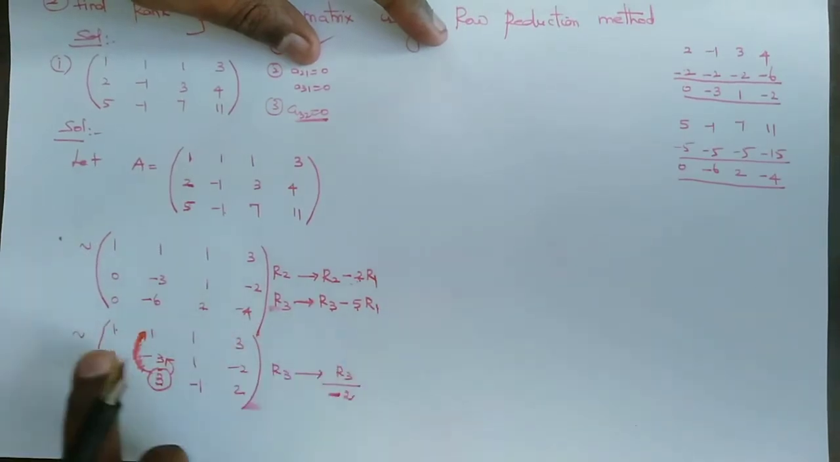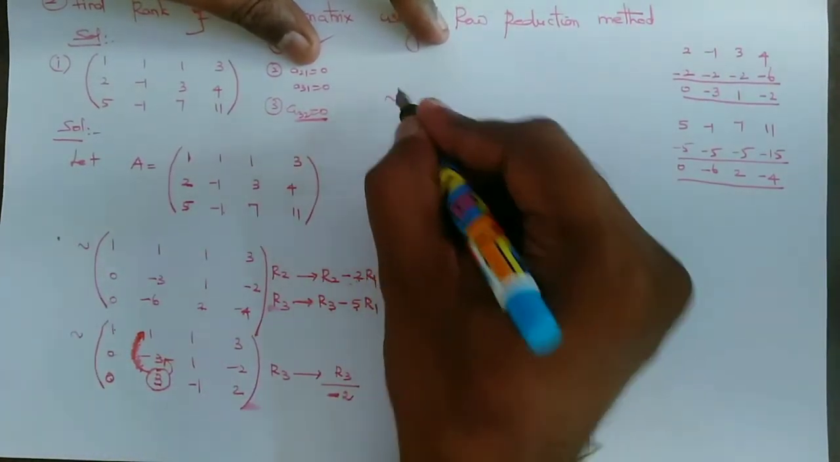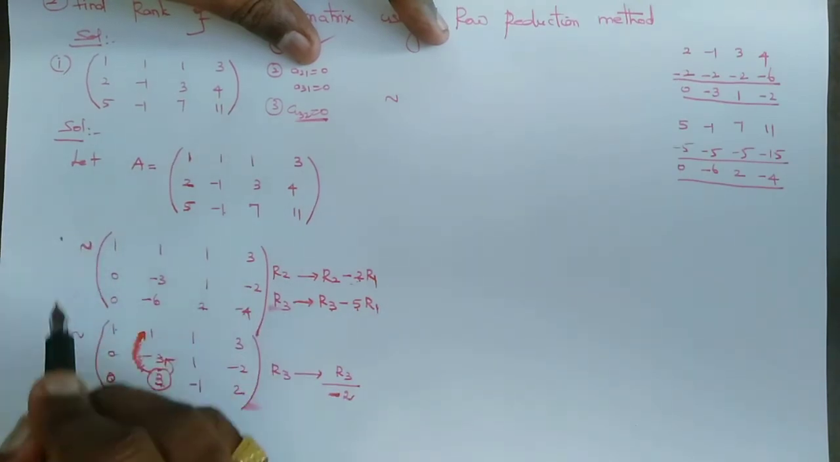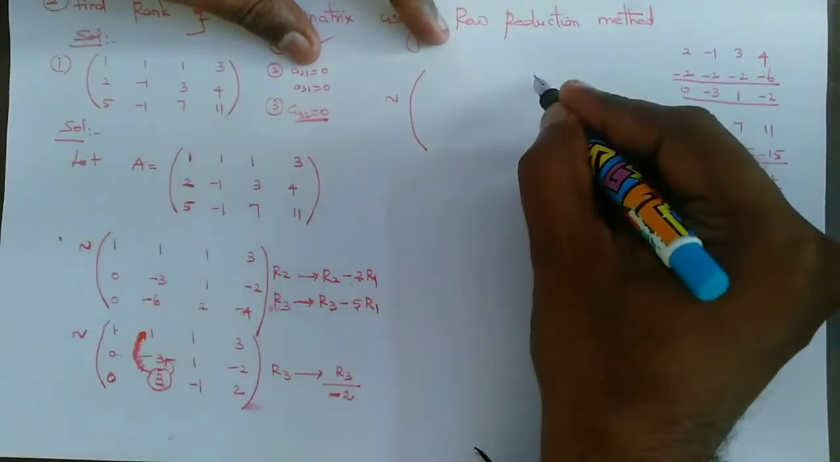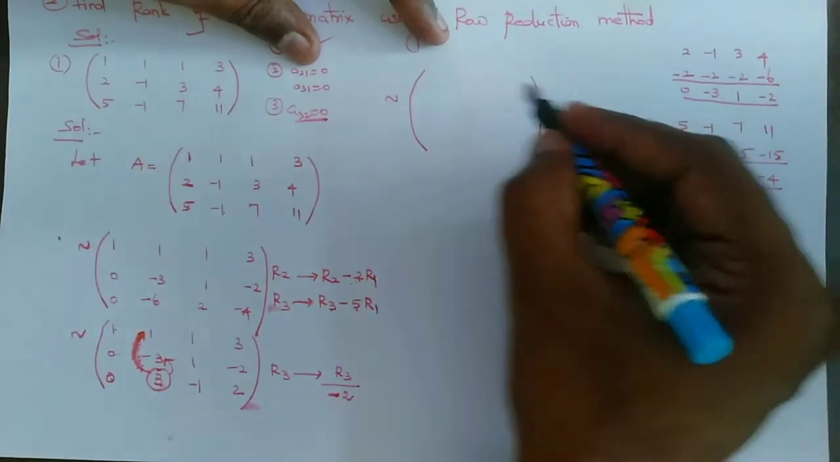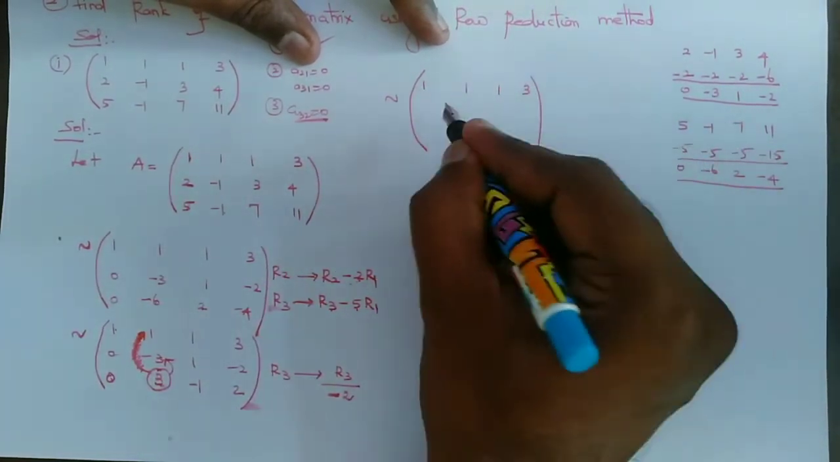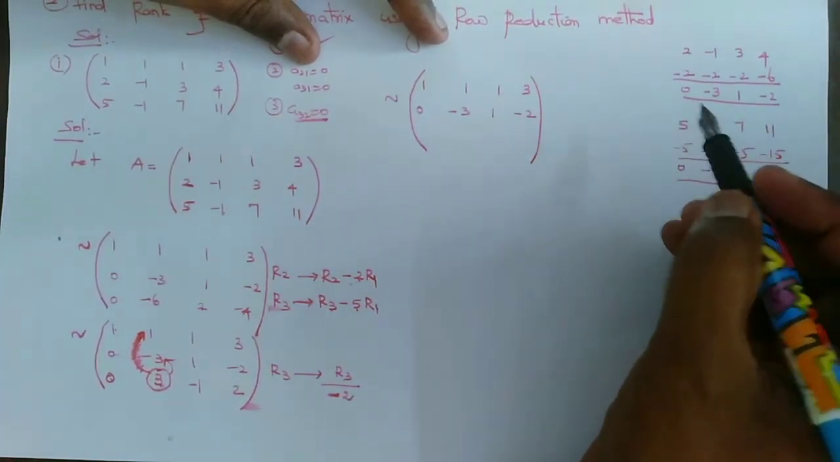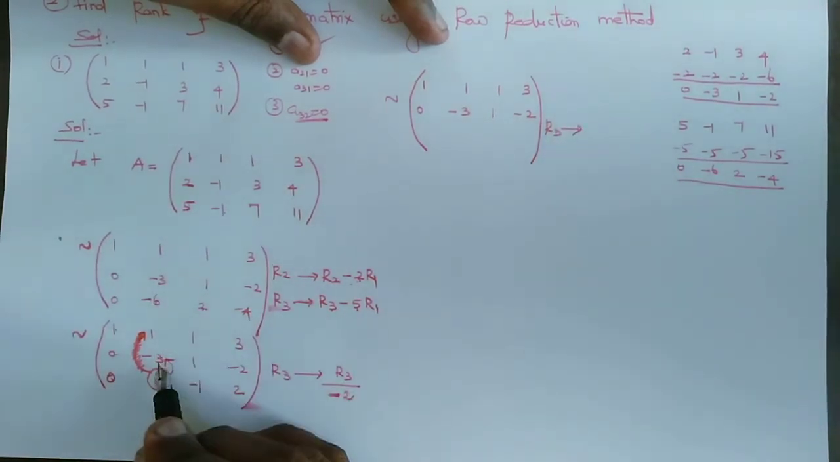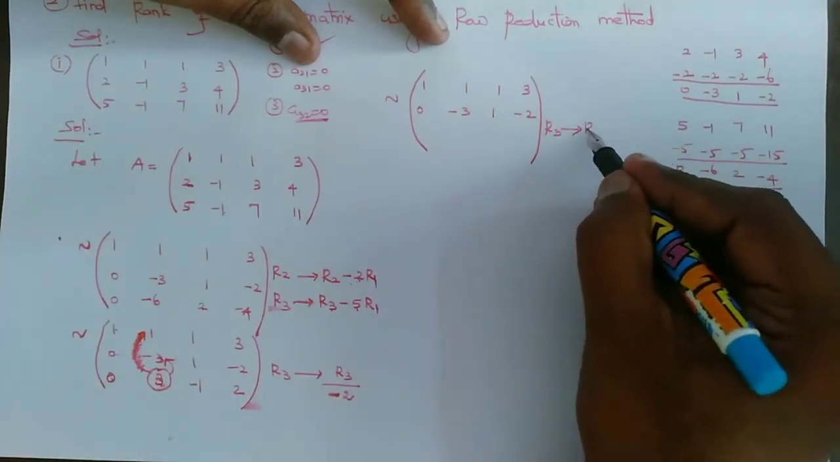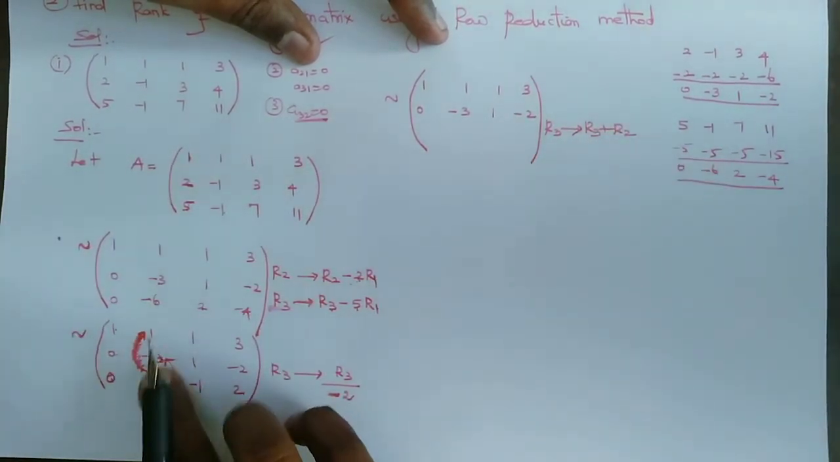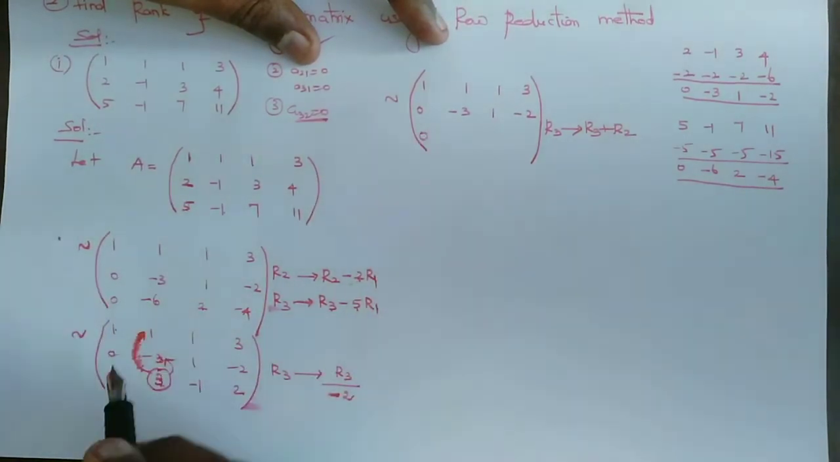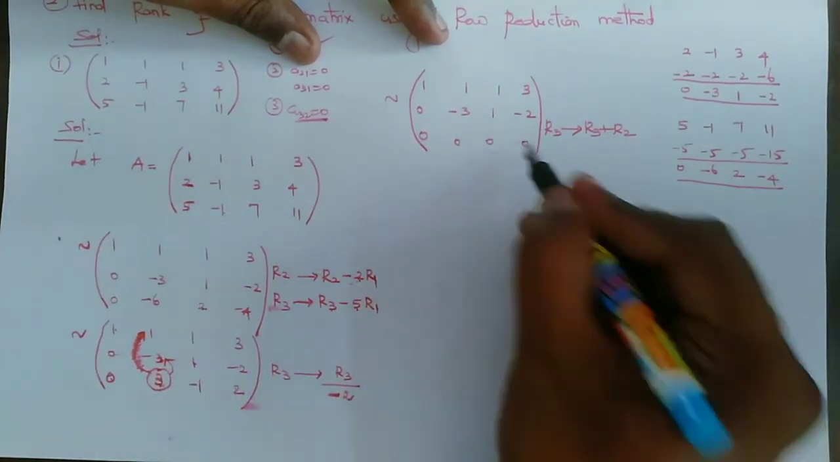There is no change in R1, R2, there is change only in R3. So write R1, R2 as they are: 1, 1, 1, 3 and 0, minus 3, 1, minus 2. R3 becomes R3 plus R2. Minus 3 plus 3, 0. We got 0. 0 plus 0, 0. 1 minus 1, 0. 2 minus 2, 0.